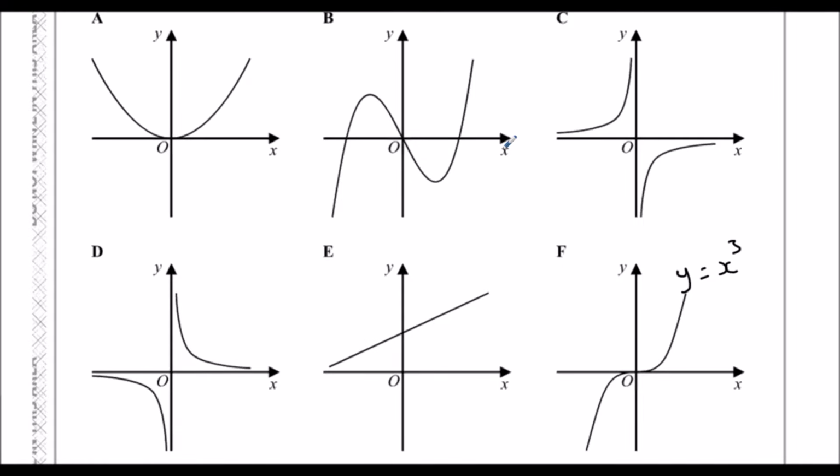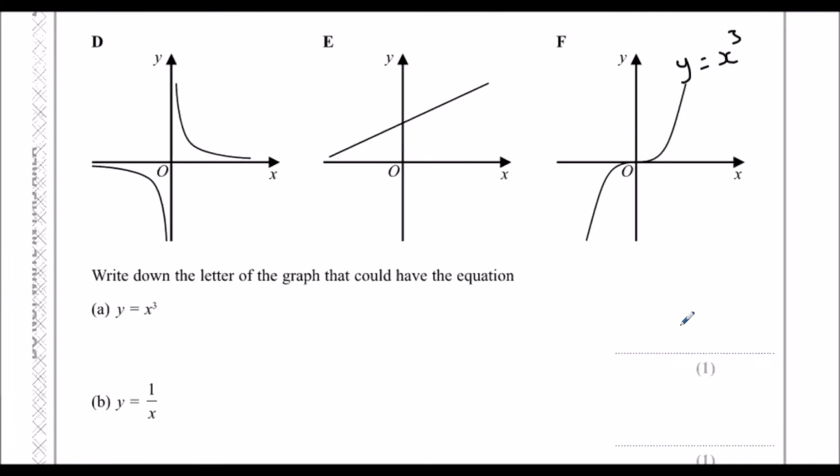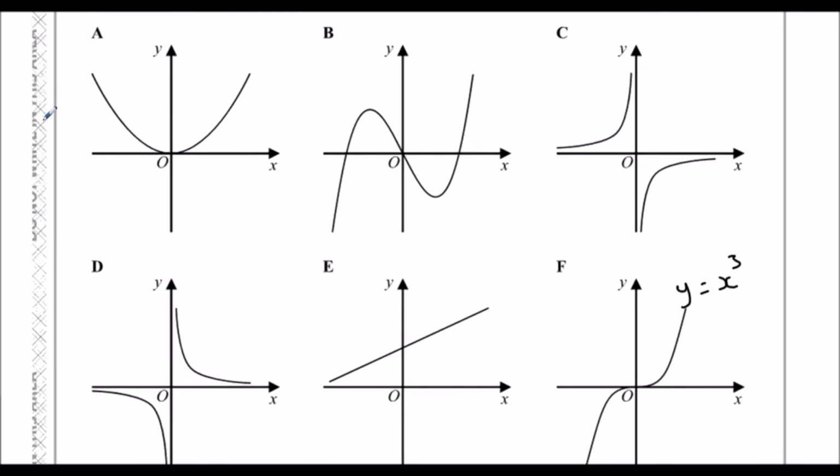B is a cubic, but it's a more complicated cubic. It will be x cubed plus something x squared plus something x plus something. It'll be in a more complicated form. So F is y equals x cubed. Part B, y equals 1 over x. So that's a reciprocal graph.